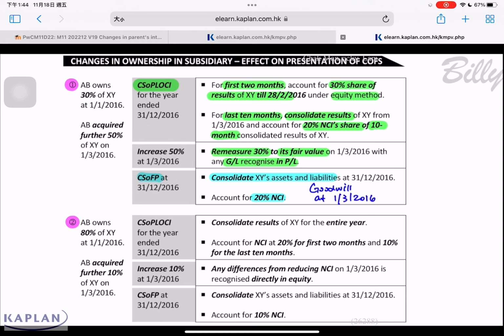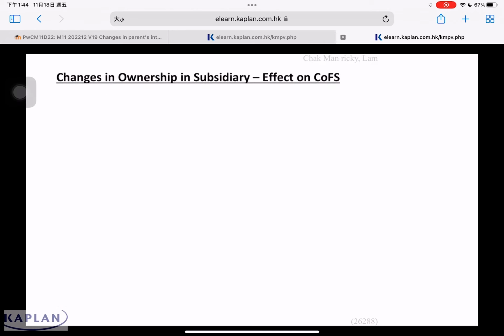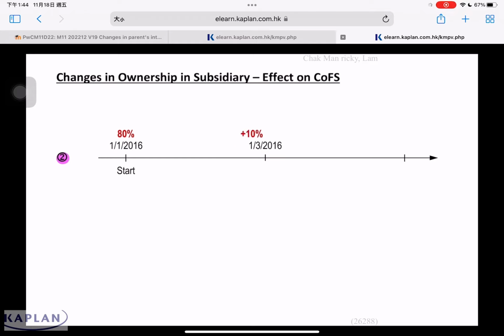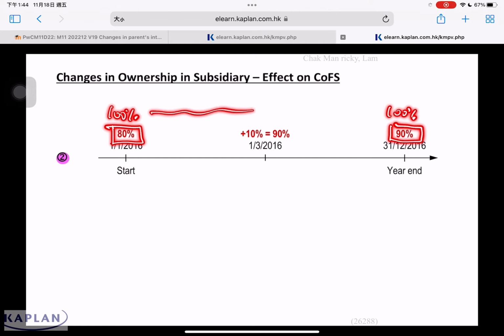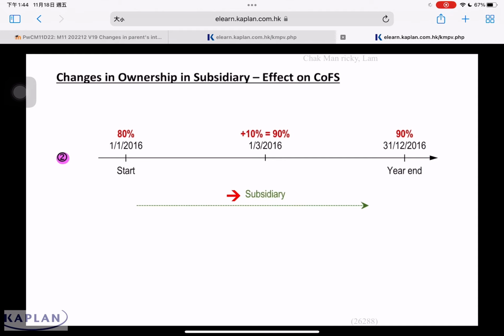Second scenario is that before they have 80%, after that, we increase 10%. Now look at the second scenario. Before that, the parent has 80%. On 1st March, the parent increased 10%, equals 90%. The year ends with 90%. 80% gives you control, 90% also gives us control, which means control for 1 whole year. If we control for 1 whole year, then we have to account for this as a subsidiary for 1 whole year. We must do 100% consolidation.